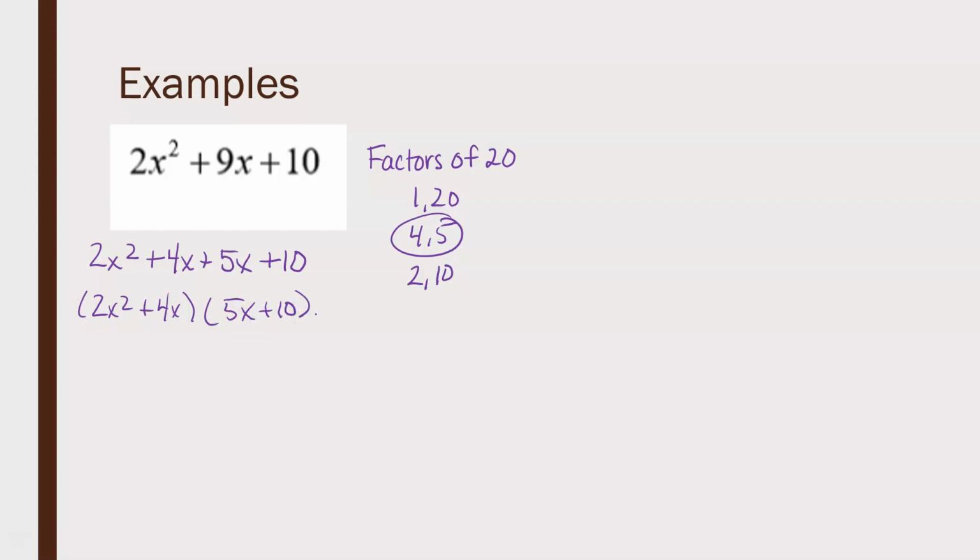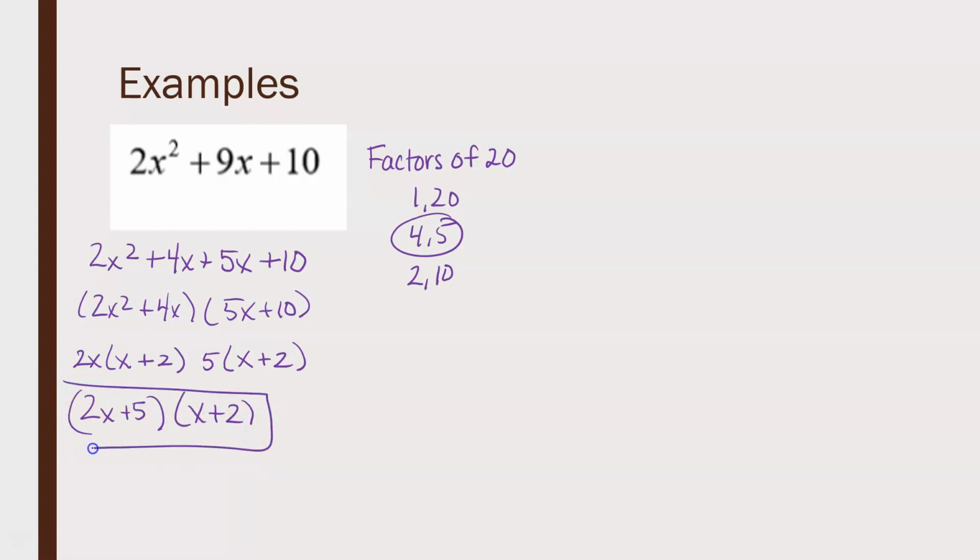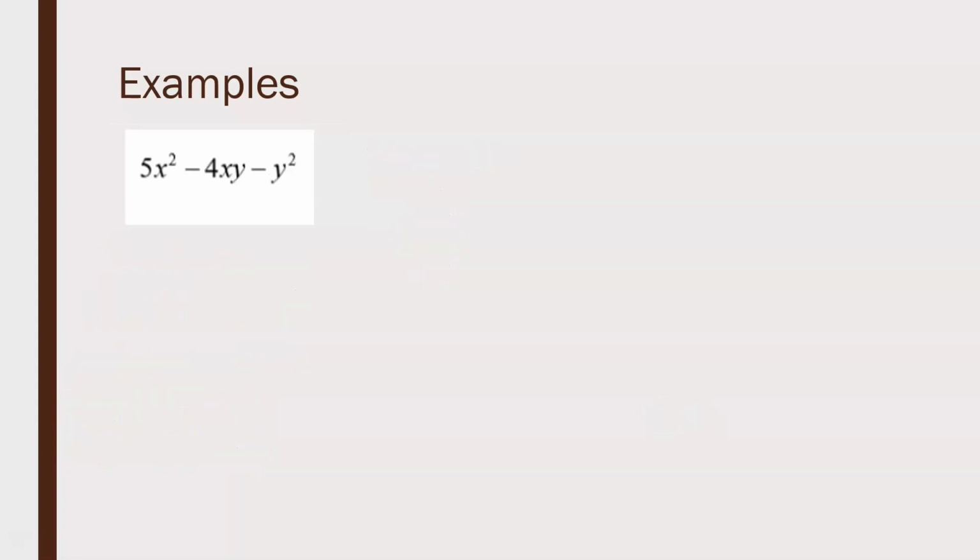I'm going to pull out 2x, and I have x plus 2 inside. I'm going to pull out 5, just 5 because there's no x between them, and I have x plus 2 inside. So I did it right. So I have 2x plus 5 as one of the groups, and x plus 2 as the other. All right. So this one, let's see what we have.